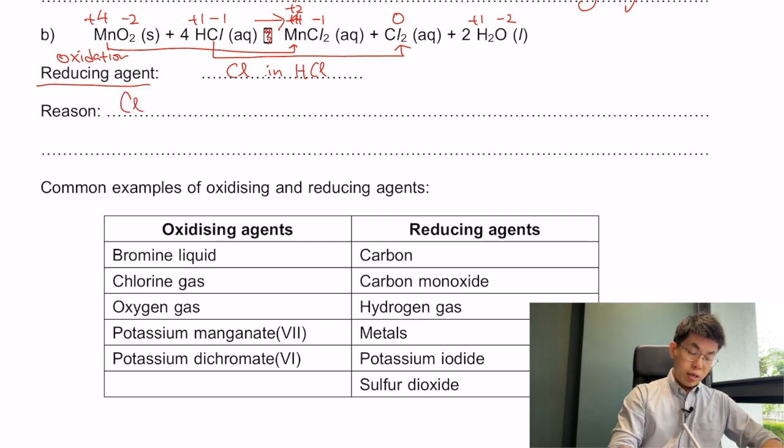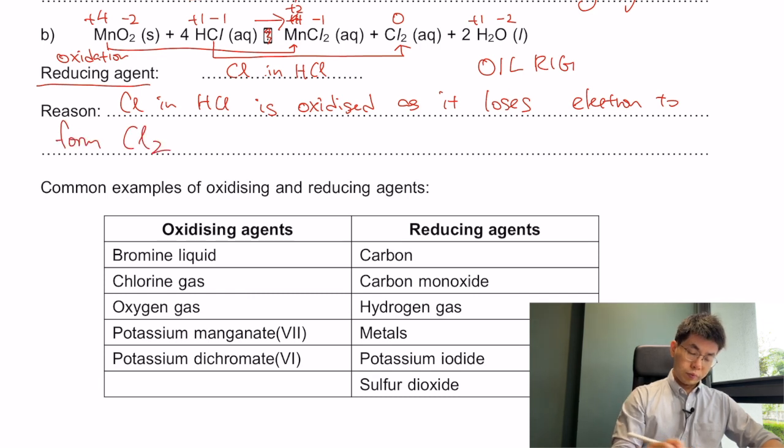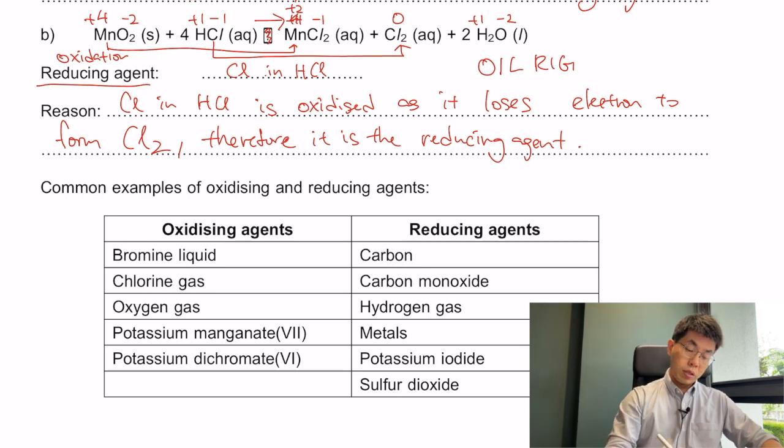So what I'm going to write is Cl in HCl is oxidized as it loses, as per OIL RIG, electron to form Cl2, the product. Therefore, it is the reducing agent. Okay, I'm not done yet because of the number of electrons. So minus 1 to 0. So that's a 1. And then I must remember to write the word each.